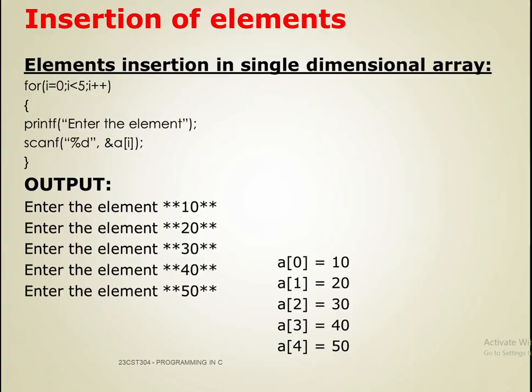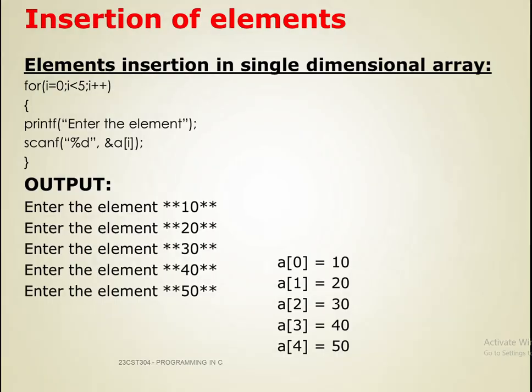If i equal to 0, a[0] equal to 10; i equal to 1, a[1] equal to 20; i equal to 2, a[2] equal to 30; i equal to 3, a[3] equal to 40; i equal to 4, a[4] equal to 50. After this our array contains 5 values.